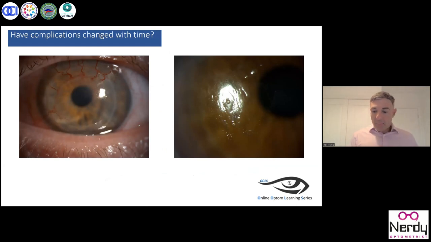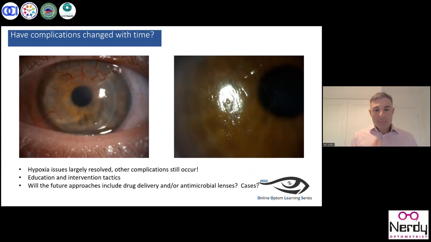So have contact lenses changed with time? Well, slightly, but we still see them. But what there has been is a lot of the hypoxia-related issues have largely been resolved. You only tend to see those now in an unhappy eye or compromised eye. Maybe someone's had surgery or they've got other pathology. Or you do get some who are at risk of hypoxia other than that. But generally, we don't see this in everyday practice anymore. What you're more likely to see is limbal redness.